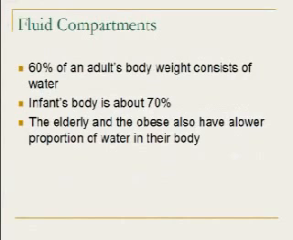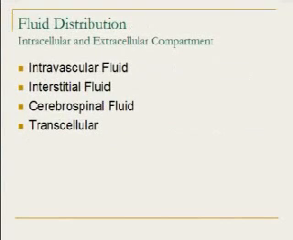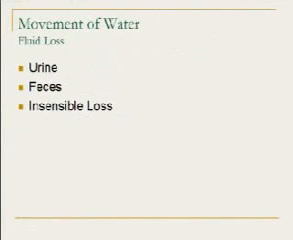In fluid compartments, 60% of the adult's body weight consists of water. In infants, about 70% consists of water. The elderly and the obese population have a lower proportion of water in their body. The distribution of fluid in the intracellular and extracellular compartments is in the following areas: the intravascular fluid, the interstitial fluid, the cerebrospinal fluid, and transcellular fluid. The movement of water, or fluid loss, occurs in the body through urine, feces, and then insensible loss, each of which we'll describe in a little more detail.